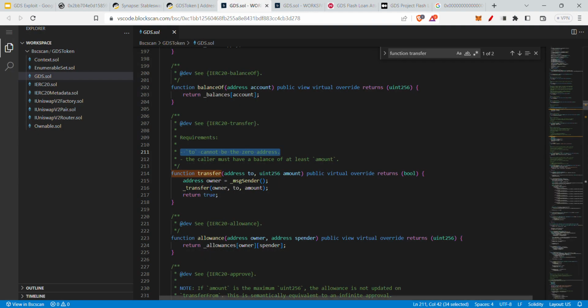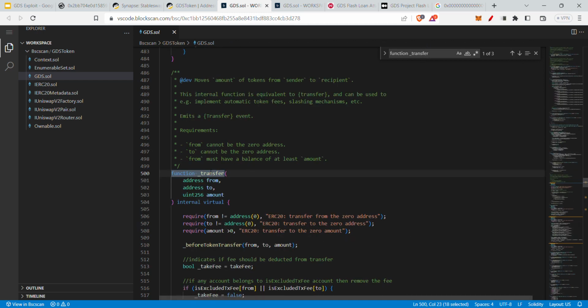And then it calls transfer owner to amount. Let's look at transfer right now. Transfer takes in 3 parameters. From is F8D7, to is the dead address, amount is 10,000, which is less than 1 GDS token.